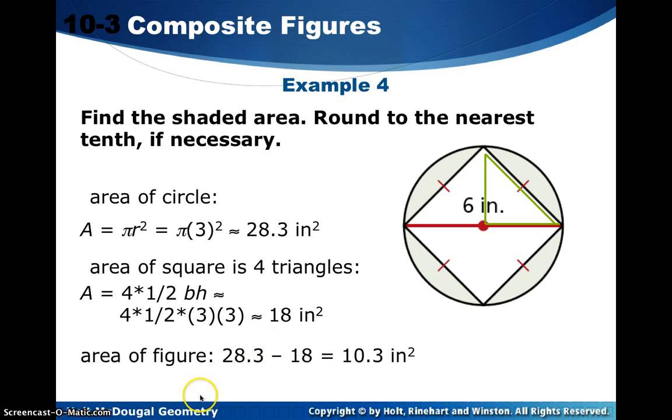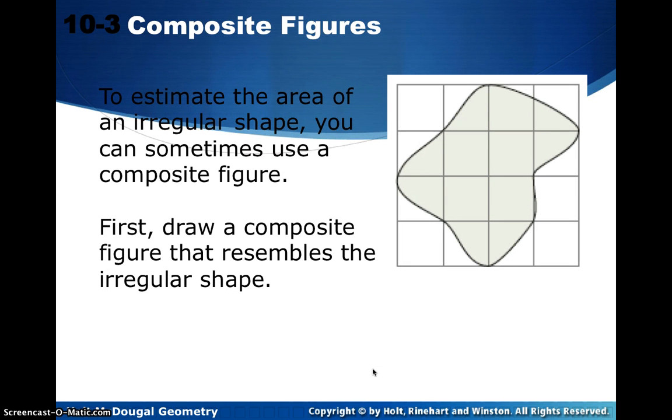So now I just subtract the area of the circle minus the area of the square, and 10.3 is our answer. And one more type of thing I want you to be able to do is to find the area of irregular shapes.